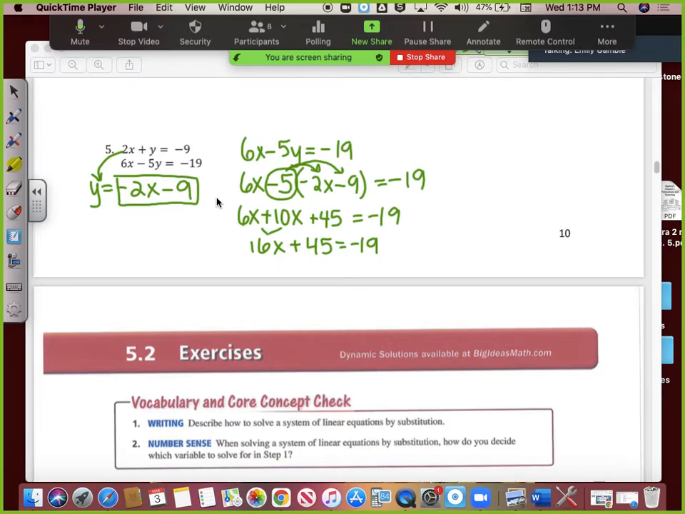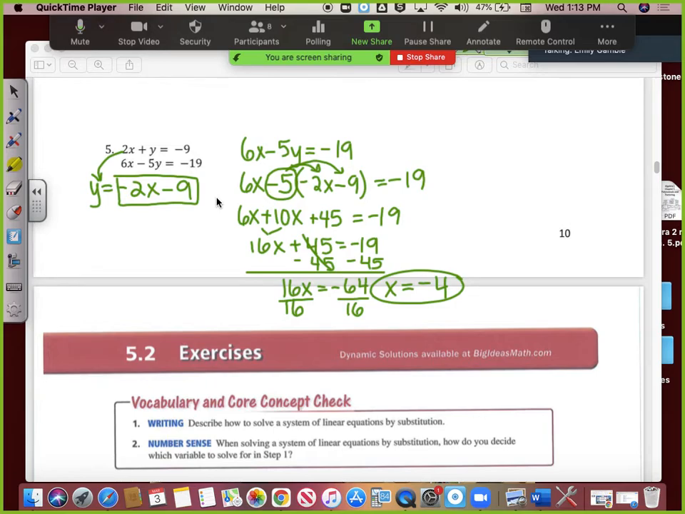The next step in solving two-step equations is to move the plus 45 to the other side by subtracting it. So we put minus 45 here and here. We get 16x equals negative 64. And the last thing we would do is get rid of the 16 by dividing it. And what's negative 64 divided by 16? -4. Perfect. Okay, so we have our x answer. X is equal to -4.